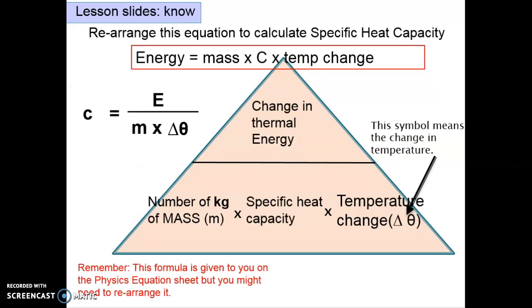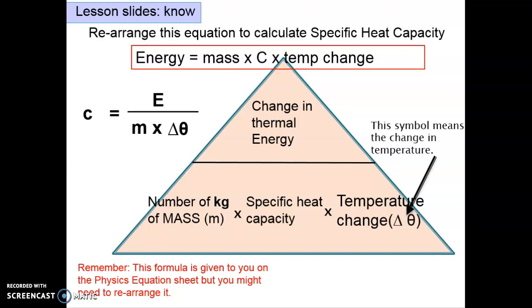Now, this is the equation substituted into a formula triangle in case that's your preferred way of working it out. All right, so let's just look at how we put it into the formula triangle. Energy equals mass times specific heat capacity times temperature change. This is the 3 things multiplied together here, so this is the larger part of the equation, so it goes in the bigger part of the triangle with change in thermal energy or just energy on the top there.